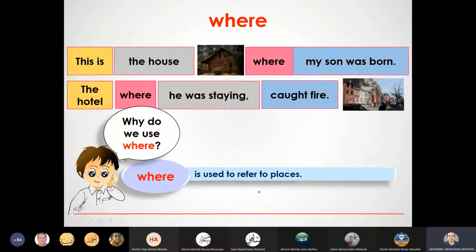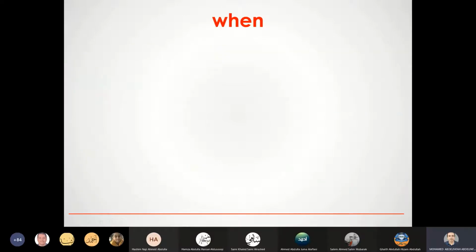Students, listen carefully. I am going to read the two sentences again. This is the house where my son was born. The hotel where he was staying caught fire. So students, now you learned about the relative pronouns who, which, that, and now the relative pronoun where. Let's go to the next one, which is when.